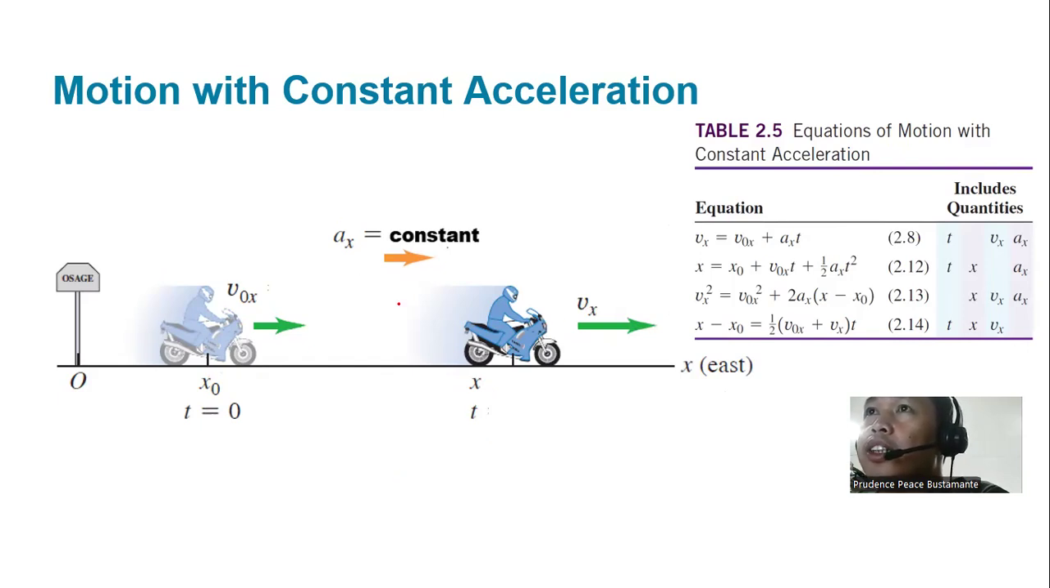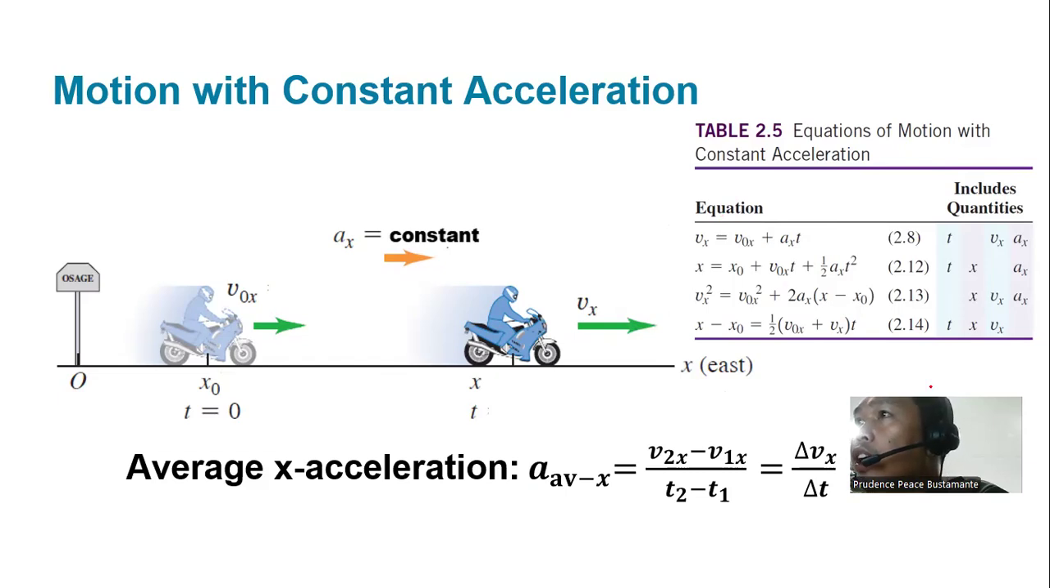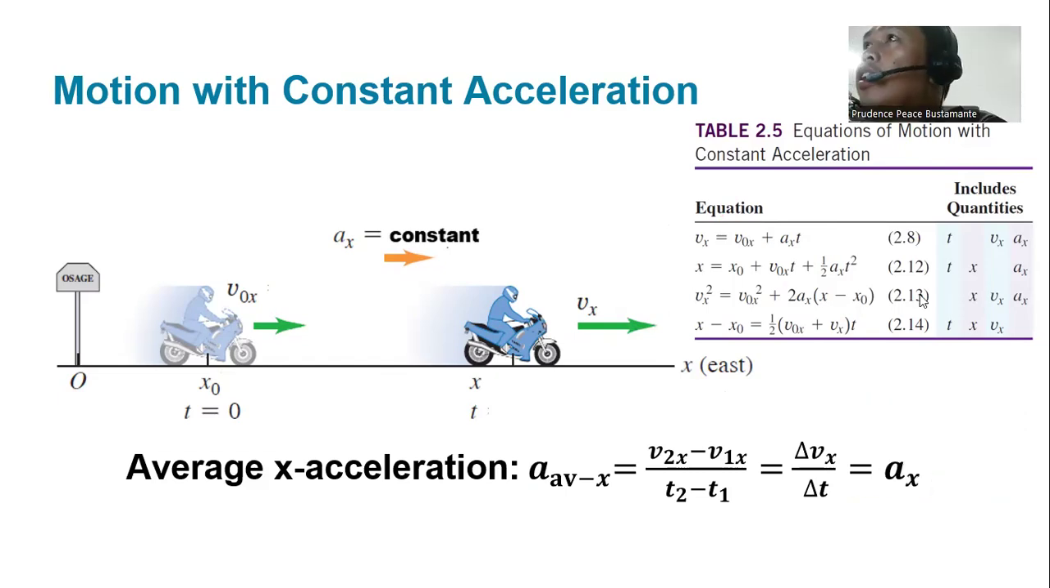As long as acceleration is constant, these quantities are related by these equations. We call these four equations the kinematics equations. If you have time, you can prove this: when the acceleration is constant, your average acceleration is equal to your instantaneous acceleration.